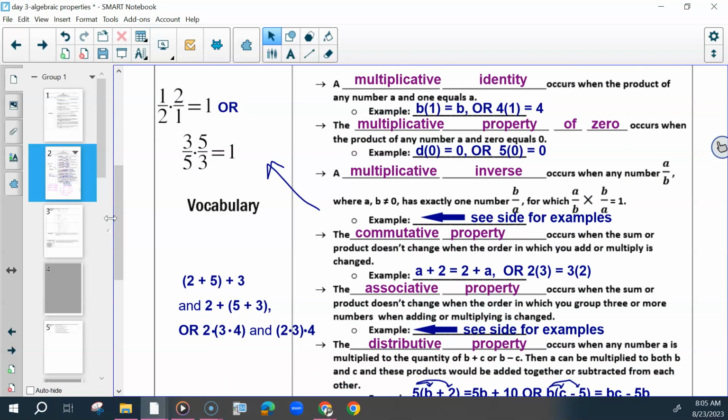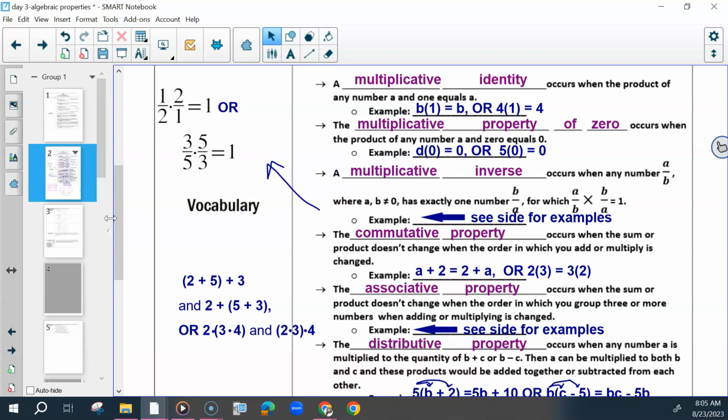The commutative property occurs when the sum or product doesn't change when the order in which you add or multiply is changed. Example, a plus 2 equals 2 plus a, or 2 times 3 equals 3 times 2. The associative property occurs when the sum or product doesn't change when the way you group 3 or more numbers when adding or multiplying is changed. The examples for this one are on the side.